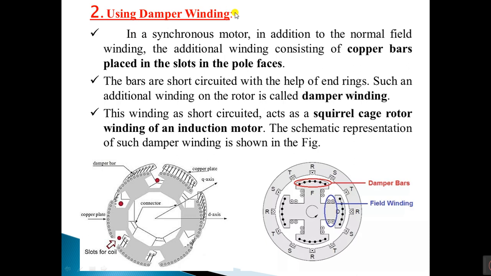So using this damper winding, in addition to the normal field winding, an additional winding consists of copper bars placed in the slots of the pole spaces. See here, copper plates are located. The bars are short circuited with the help of end rings. So the bars are short circuited completely. Such an additional winding on the rotor is called damper winding. The winding, as short circuited, acts as the squirrel cage rotor winding of an induction motor. The diagram is given here.